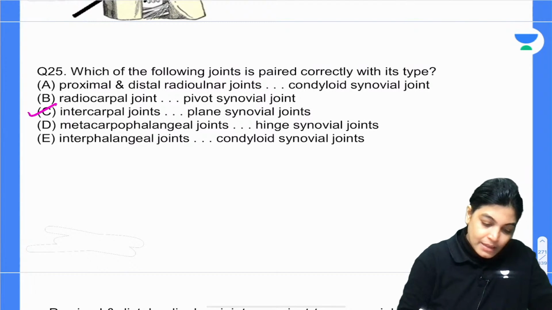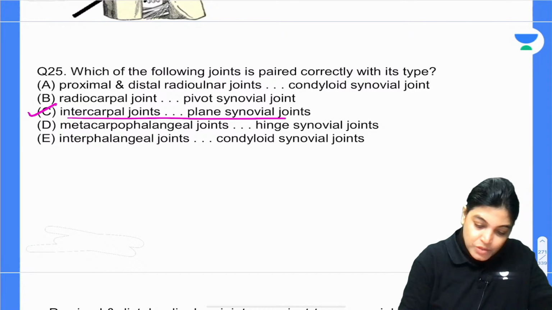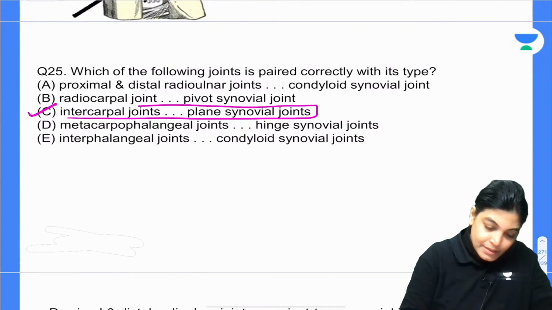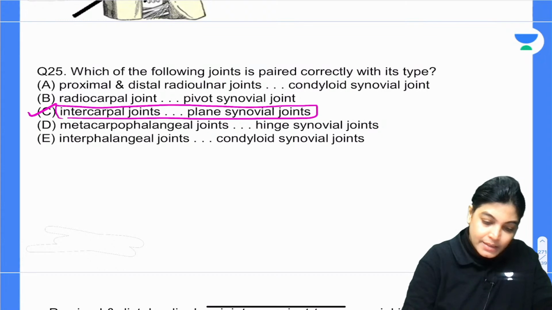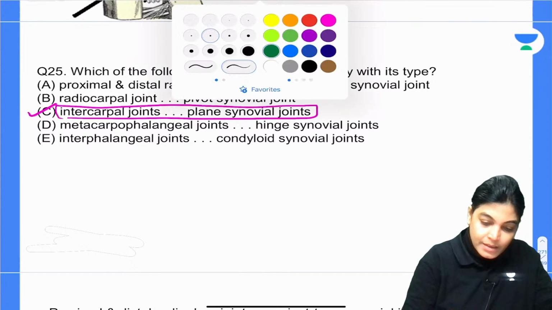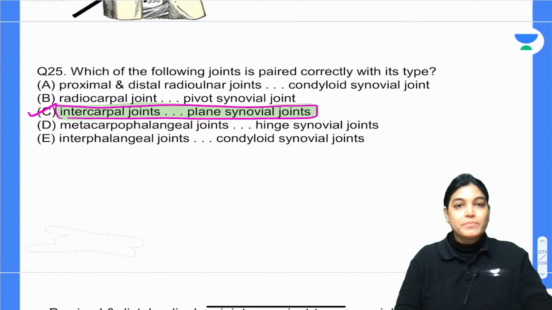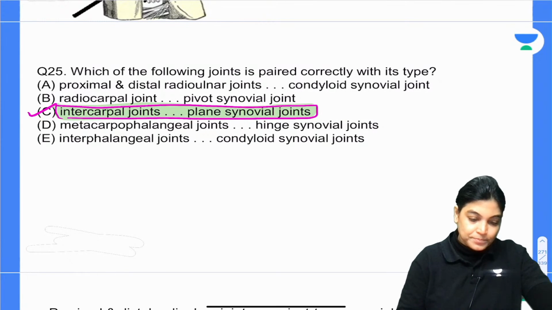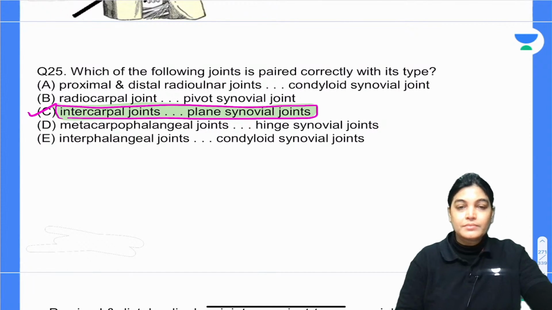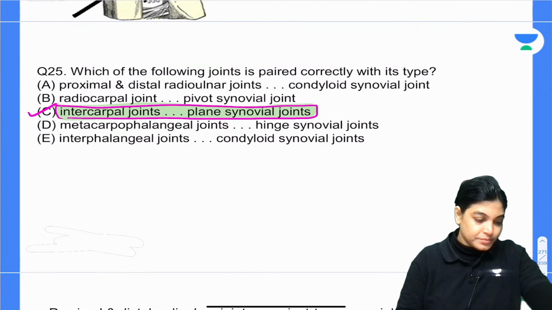So here, intercarpal joint is plain type of synovial joint and it is the correct answer. Intercarpal joint is plain type of synovial joint. Got it? Question number 25.